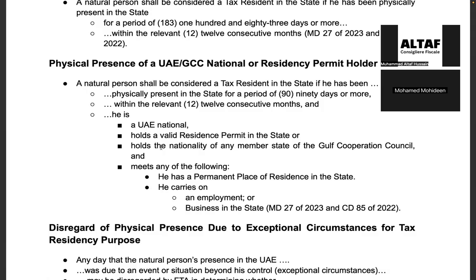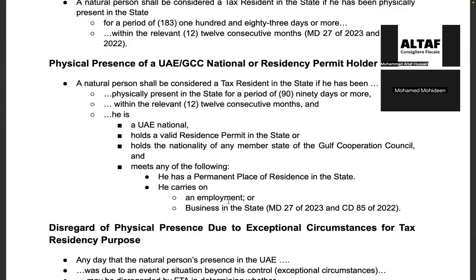But anyway, within the last 12 months, this guy is either a UAE national or a permit holder, or holds the nationality of the other GCC states, and he meets the following: he has a permanent place of residence in UAE, carries on an employment in UAE, or carries on a business in the state. So either he's taking employment income or he has a business in the state.